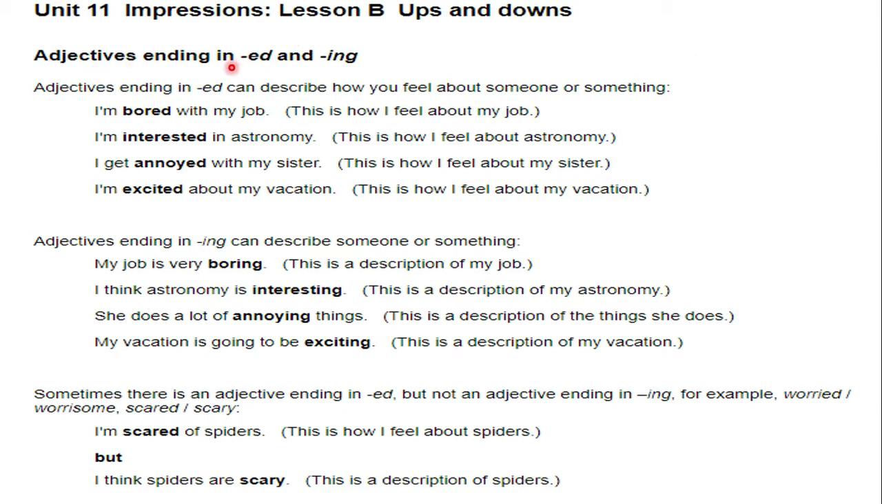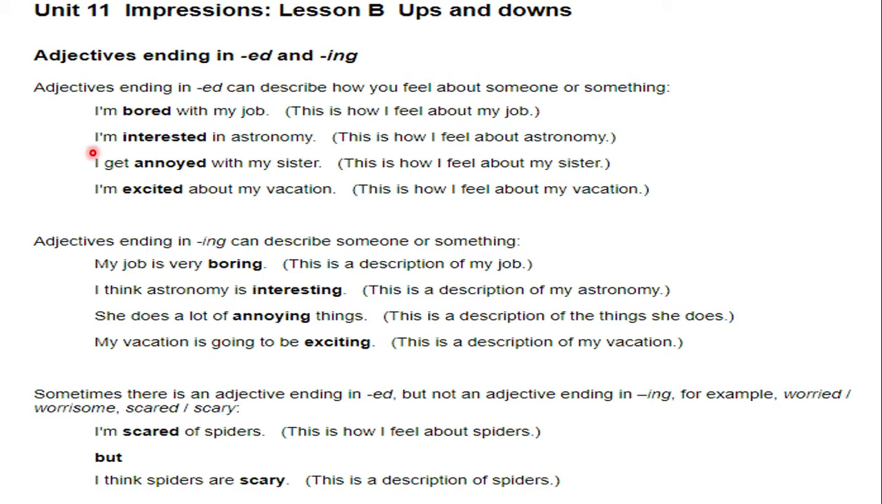Adjectives ending in ed and ing with their exceptions. Yeah? So look, the rule is adjectives ending in ed can describe how you feel about someone or something. Es decir, los adjetivos que terminan en ed pueden describir cómo yo me siento acerca de algo o de alguien, cómo una persona se siente. For example, I am bored with my job. This is how I feel about my job. Estoy aburrido con mi trabajo. I am interested in astronomy. Estoy interesado en astronomía.